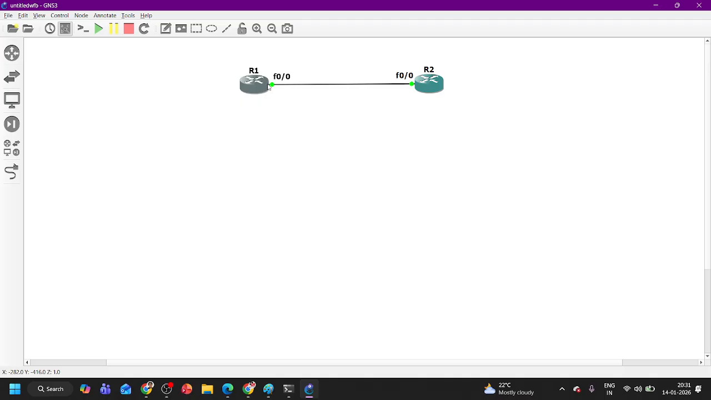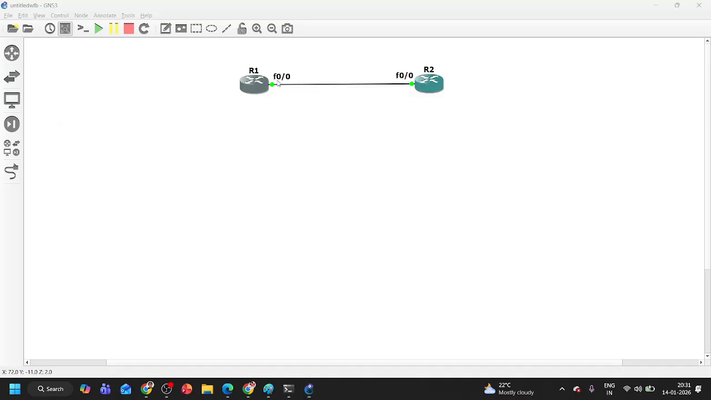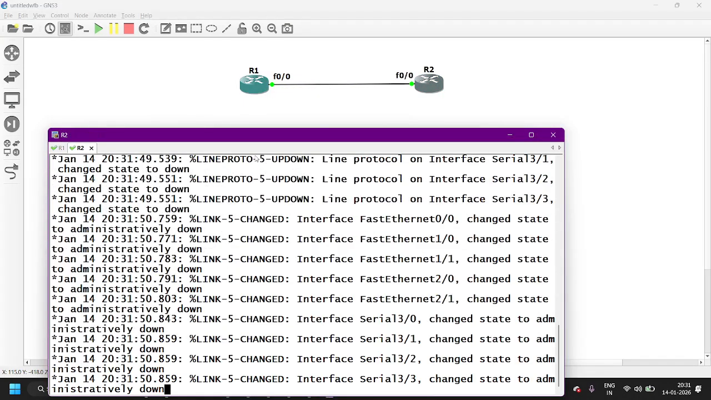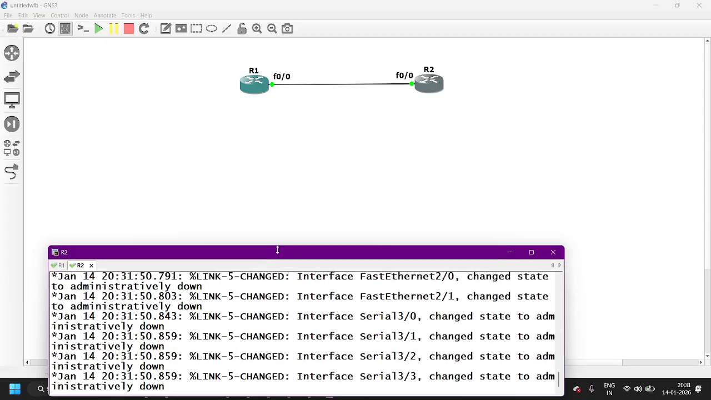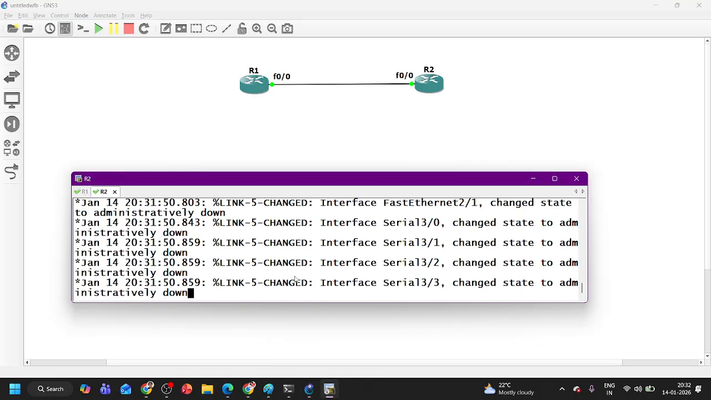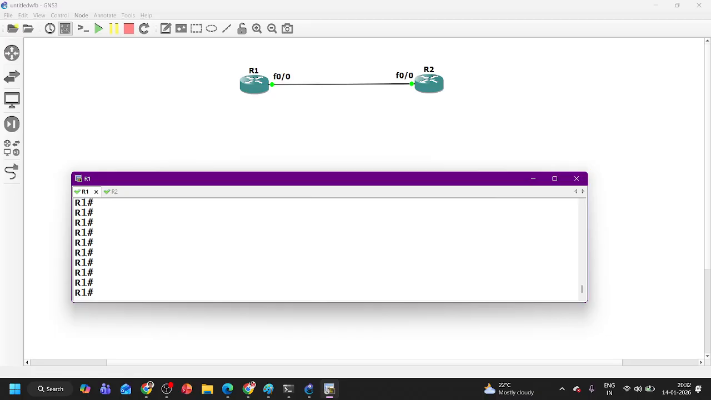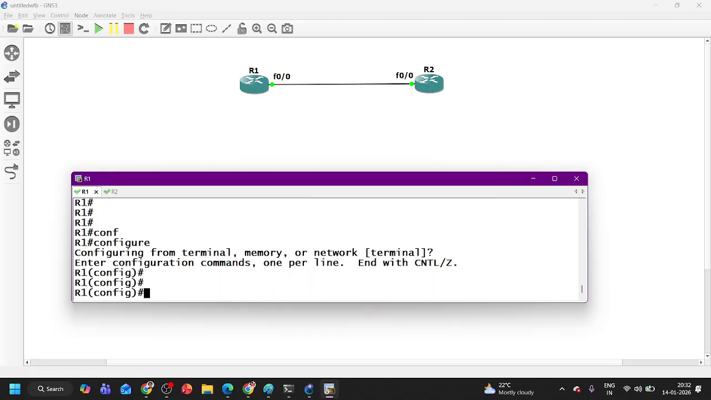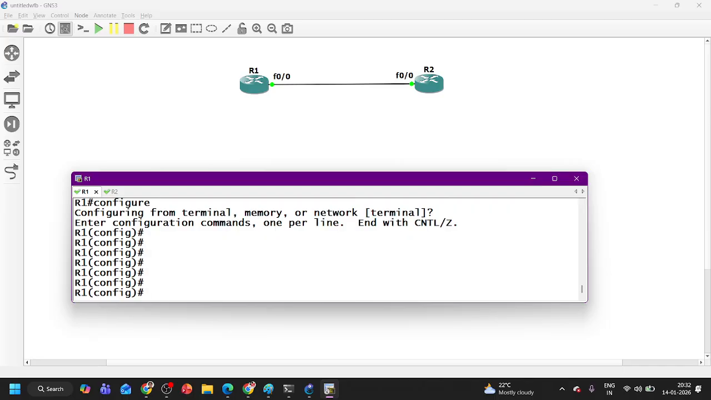Whenever we have links with bandwidth more than 100 Mbps, right? The reference bandwidth should always be greater than the bandwidth of the links where we have the highest bandwidth configured, right? The reference bandwidth should always be higher than the bandwidth of the link, then only you will get the exact value.